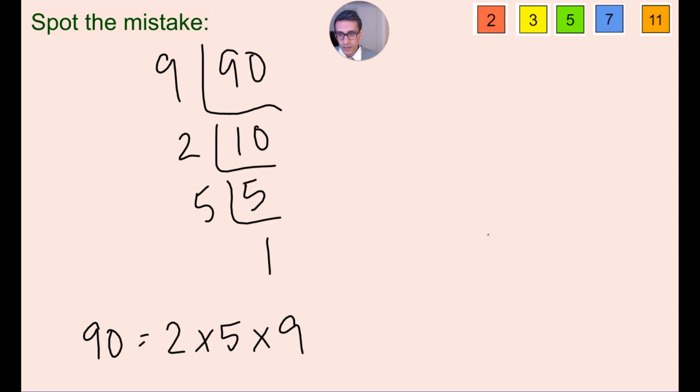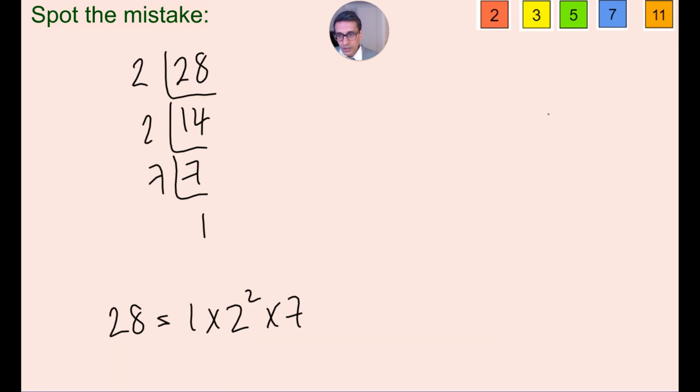Okay, so hopefully you've spotted that the common mistake here is this: 9 is not a prime number. So that's wrong. It should be written as 2 times 5 times, now rather than 9 it should be 3 times 3. Okay, and you can write that in numerical order to make it look a bit nicer. Okay, pause the video, spot the mistake, and then we'll go through this.